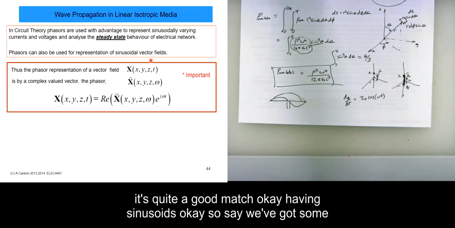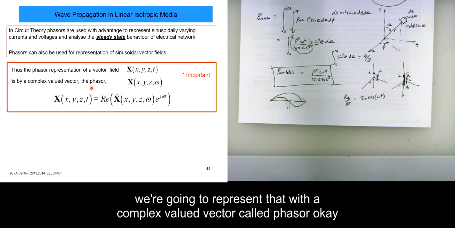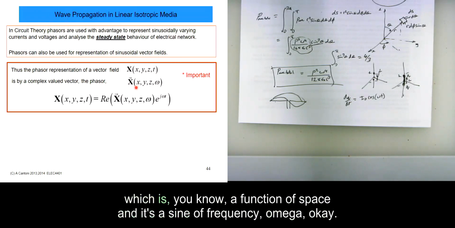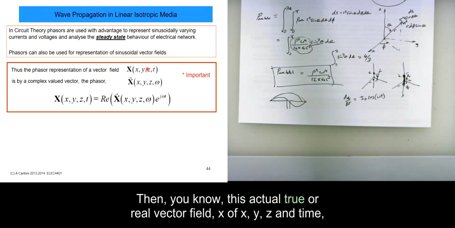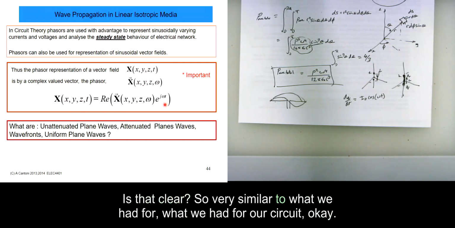Say we've got some vector field X of position x, y, z and time, so it's a function of space and time. We're going to represent that with a complex-valued vector called a phasor, which is a function of space and is assigned a frequency omega. Then the actual real vector field X of x, y, z and time is the real part of the phasor representation times e to the j omega t. Is that clear? So it's very similar to what we had for circuits.